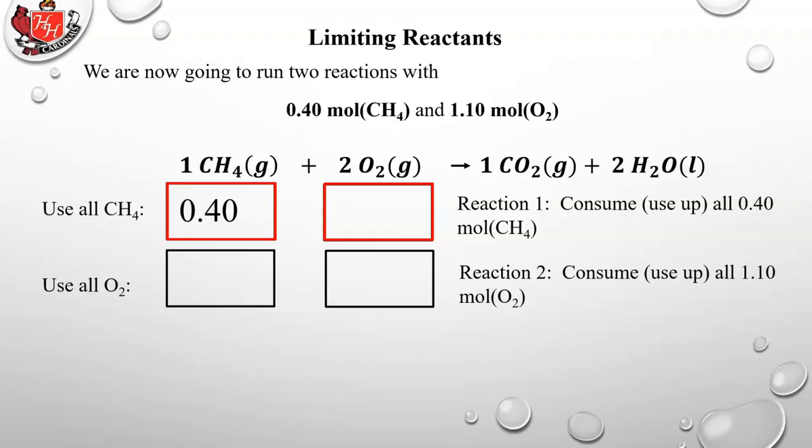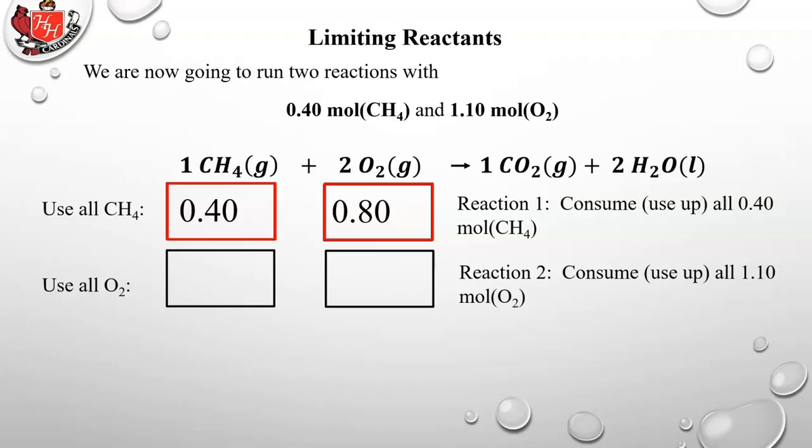Next, we're going to say how much O2 must we have to react all 0.4 moles of CH4. And you can see it's a 2-to-1 relationship. That means we need twice as many moles of O2 to react all of the CH4. So 2 times 0.4 is 0.8. In order for this to react all the CH4, you have to have 0.8 moles of O2.